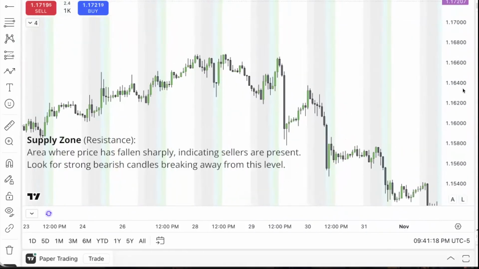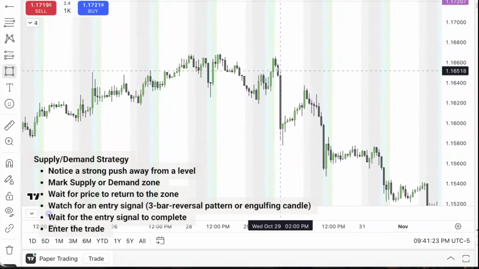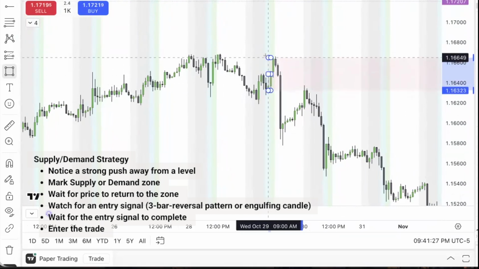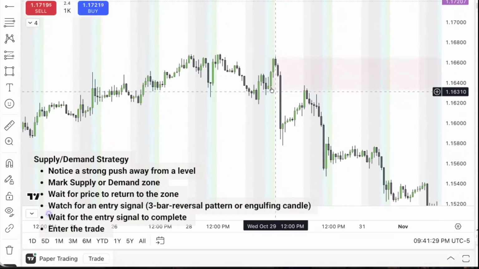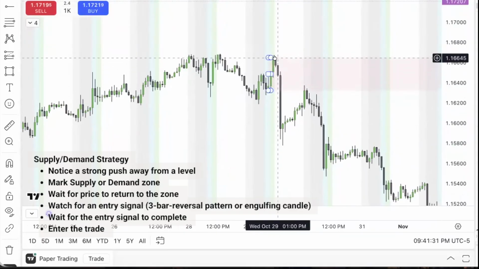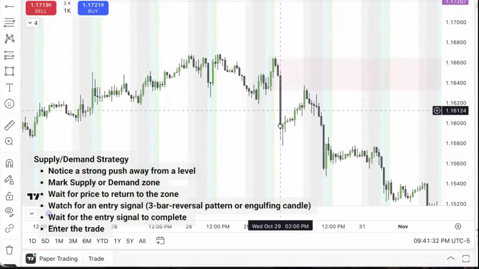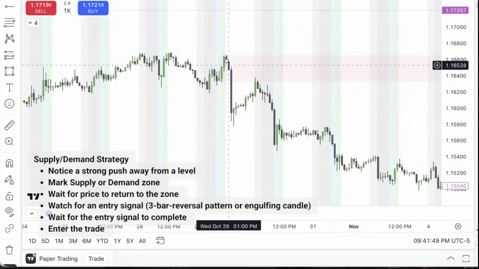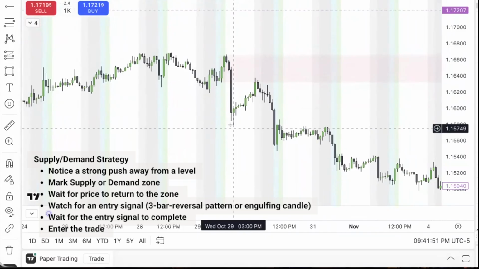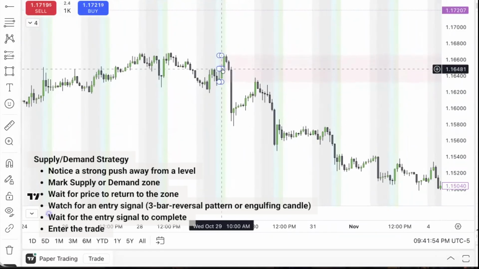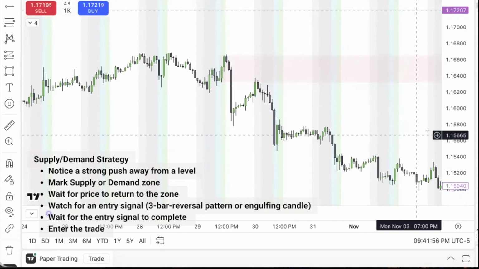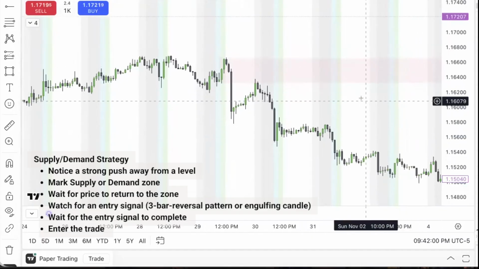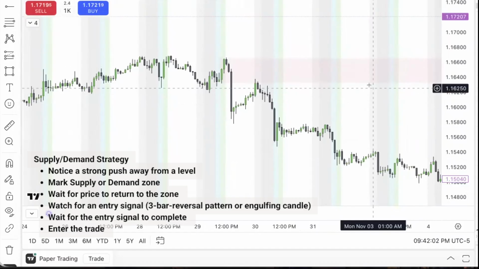And so what we're going to do is mark supply. What I like to do is use this tool, this box, which shows the last push up before the aggressive push down. And this is a place where sellers took control. And we know that when price leaves a zone quickly, sometimes there are orders that are left behind. And so we can expect price to return to this area. We don't know when that's going to happen, but we can expect price to return to this area eventually.